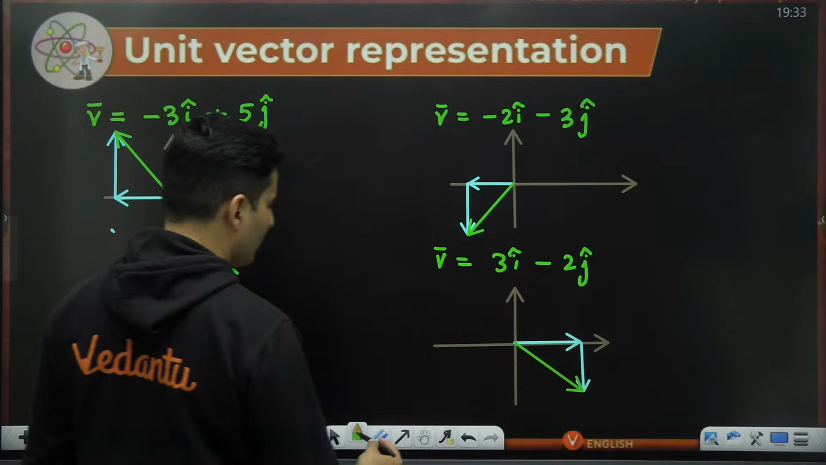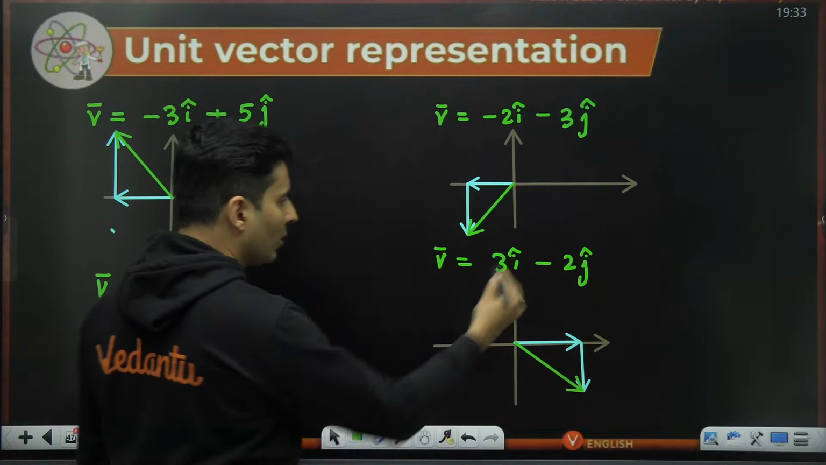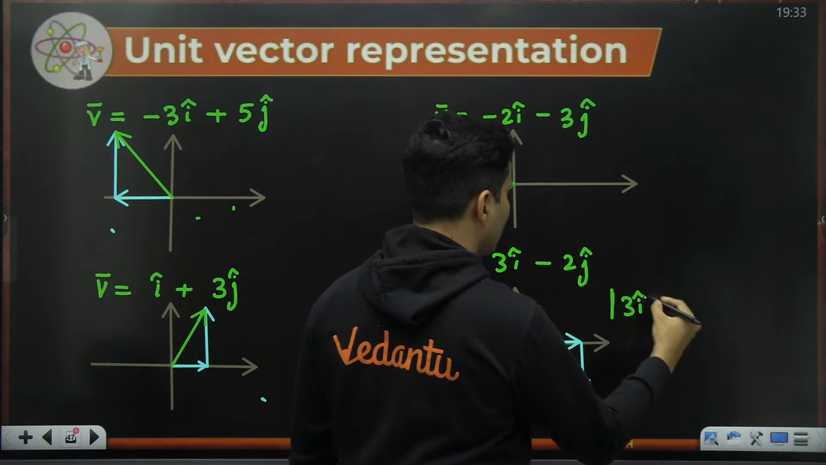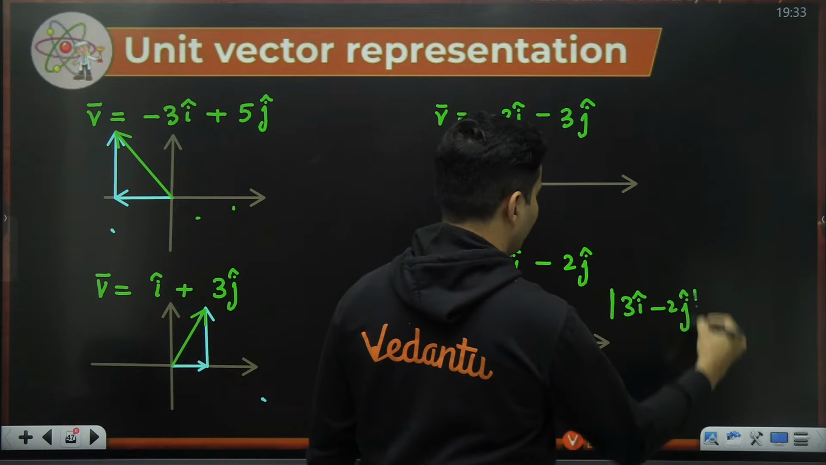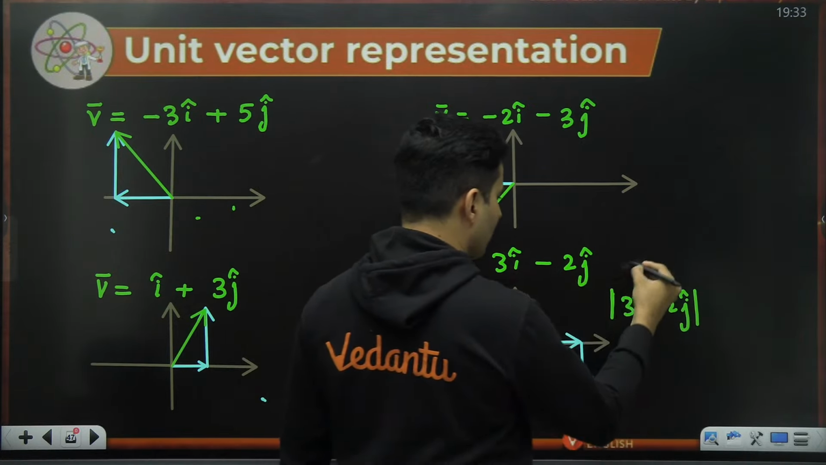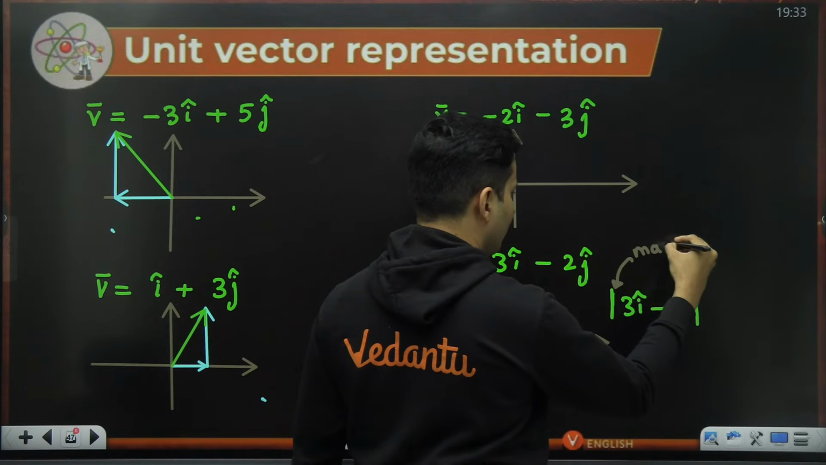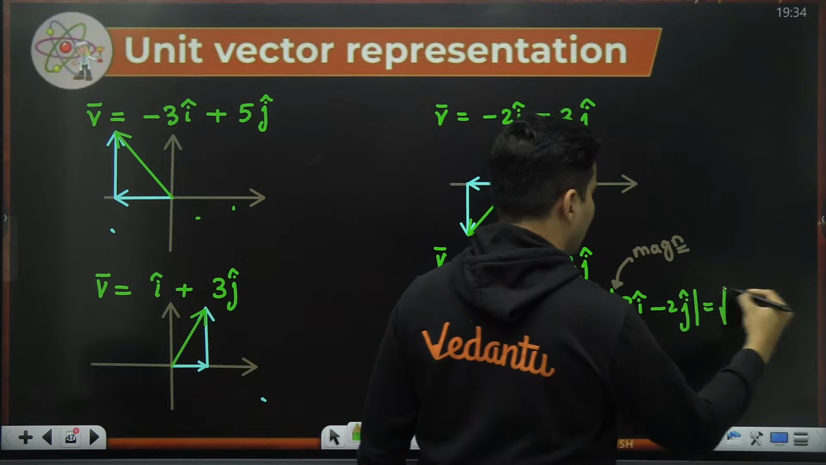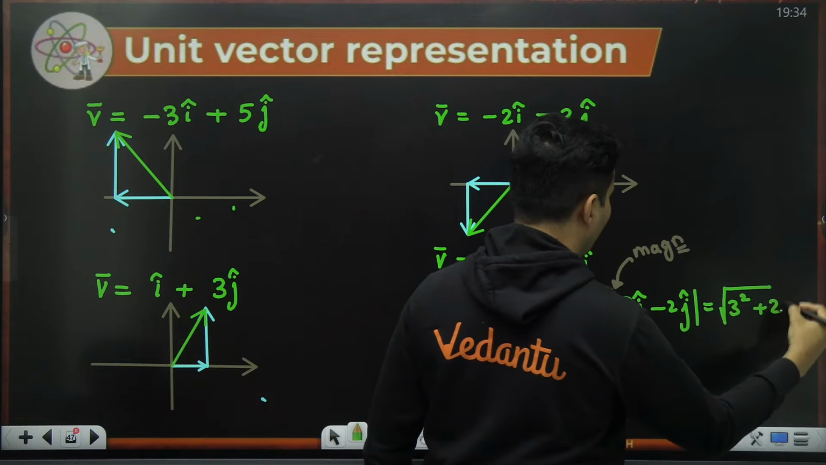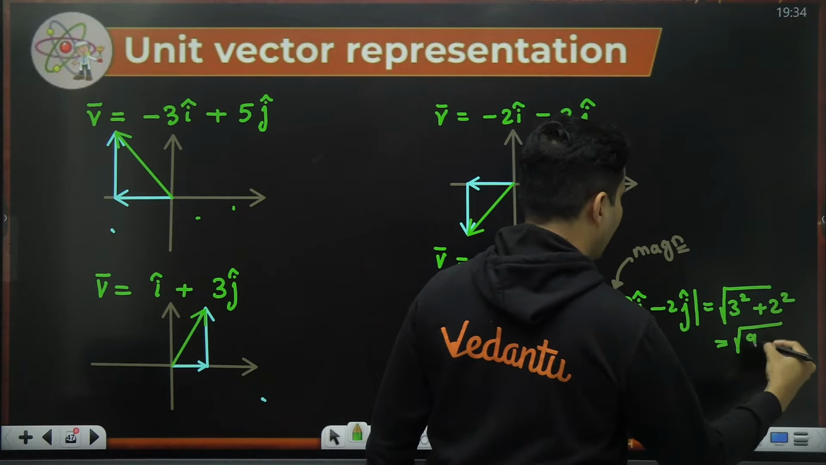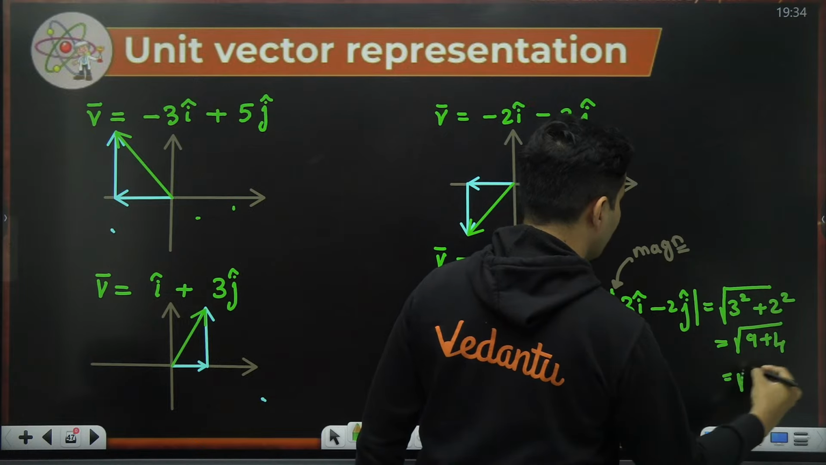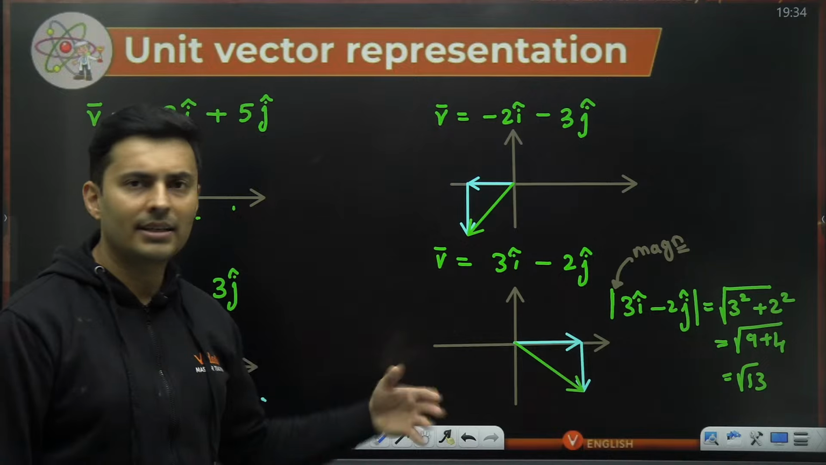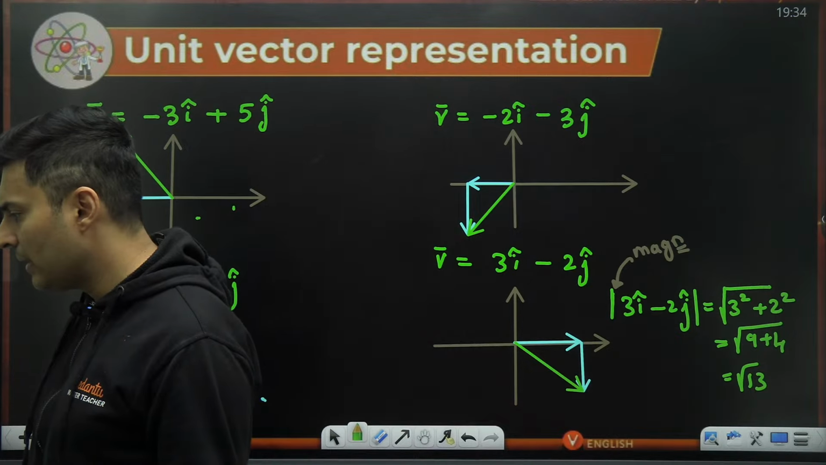If somebody asks you, what is the magnitude of 3i cap minus 2j cap? When they put this mod symbol, they mean find the magnitude. What will you do? Immediately, you will take the x component, you will take the y component, square it, add it. So this will be 9 plus 4, which is basically root 13. So quickly, you can find the magnitude of any vector that is needed. Is this absolutely clear?